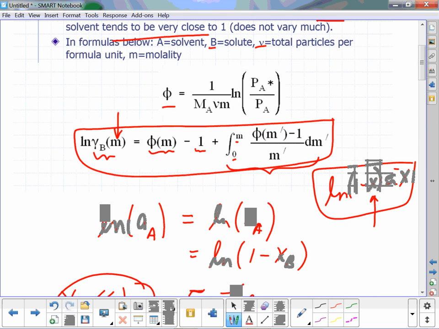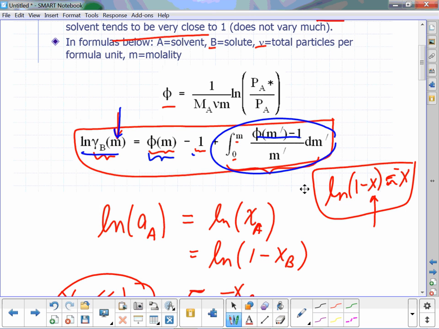Okay, so there's the formula right there at the very top. ln of gamma at molality m is phi at molality m minus 1 plus the integral of phi minus 1 over m dm. So let's apply that now to the data for sucrose that I gave you in the handout. This is from McQuarrie's Physical Chemistry: A Molecular Approach. So let's do the data for sucrose, and we're only going to use up to molality of 1 to make things easier. Let me go ahead and bring up Excel.